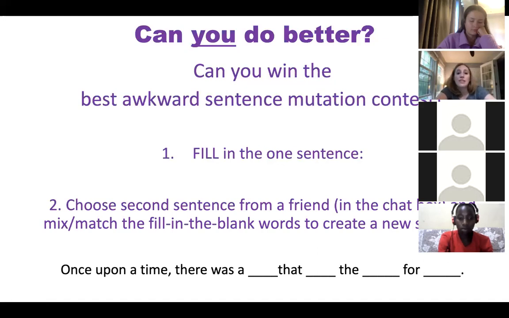Once upon a time, there was a cat that met the dog for lunch. Okay. Another one was, once upon a time, there was an old man that scared the children for laughs. Oh, that sounds so mean. Anybody else want to contribute? Great, Abraham, that's wonderful. Once upon a time, there was a tiger that the men for fun. Okay, very good.